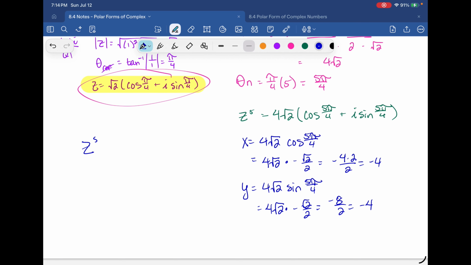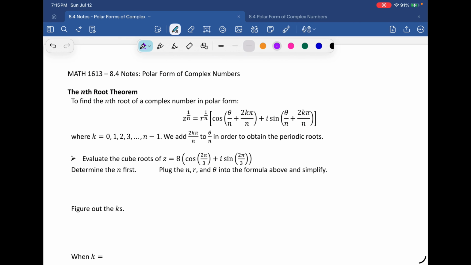So z to the 5th, put back in its rectangular form, is negative 4 minus 4i. All right, finding the nth root.